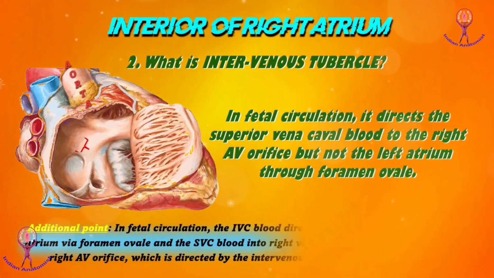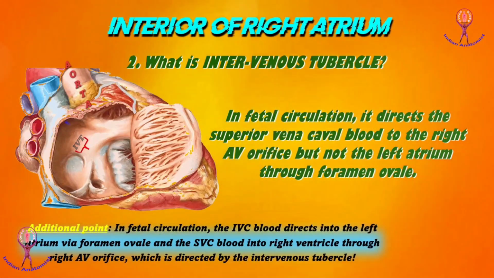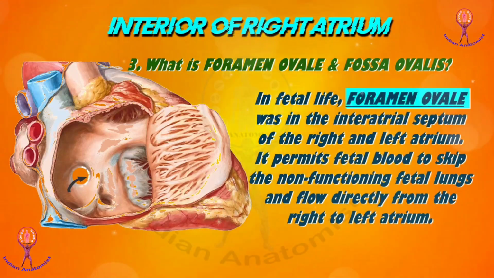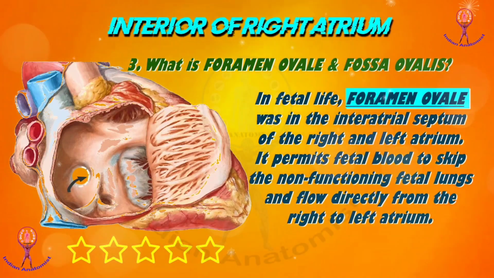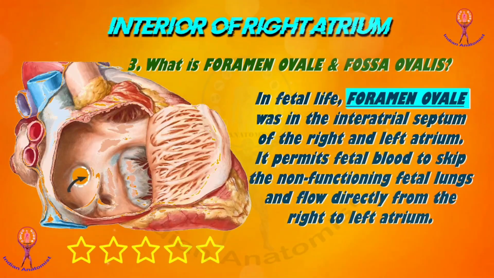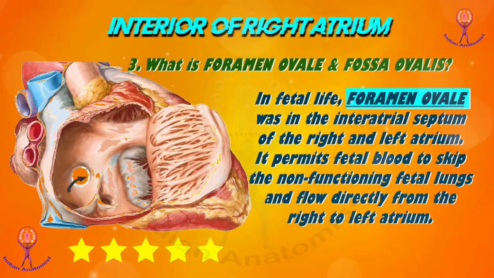In fetal circulation, the inferior vena cava blood is directed into the left atrium through the foramen ovale, and the superior vena cava blood into the right ventricle through the right AV orifice, which is directed by the intervenous tubercle. The next feature is the foramen ovale and fossa ovalis of the heart. Dear medicos, this is an important part of reading the right atrium, because these features, including the limbus fossa ovalis, are functional in fetal circulation.